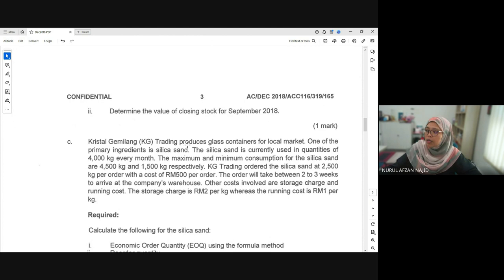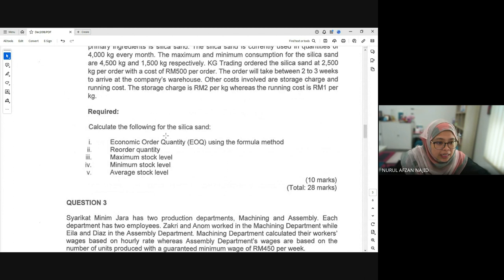Okay, now you are required to calculate the following for the silica sand. First, you need to calculate the economic order quantity using the formula method. Everyone, tolong calculate sekarang. Kejap lagi saya panggil nama. Please calculate on your own. Sebab you tak boleh nak tengok orang lain kan? Calculate kejap. You dapat berapa? Berapa dapat?